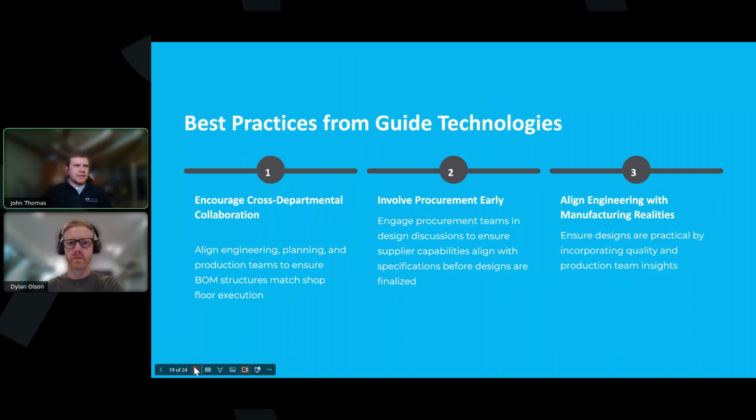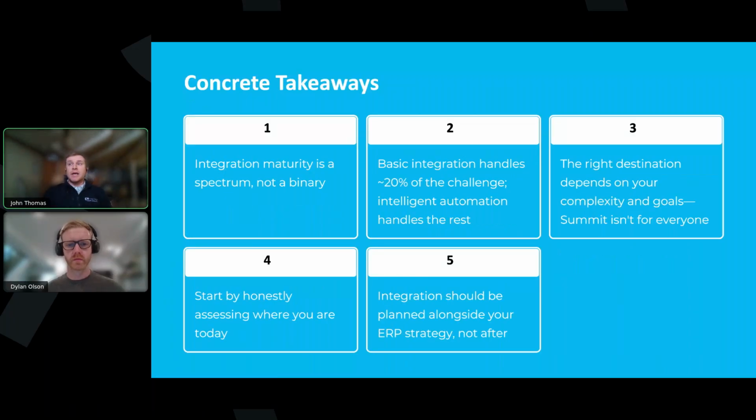Let's look at our takeaways. I think that's a great way to segue right into our takeaways, because integration maturity is a spectrum, not a binary. The question is not, are you integrated or are you not integrated? The question is, where do you need to be integrated to? How much would it impact your business? What is the desired outcome? Being able to answer those questions lets you know how mature you need to be in this integration. It doesn't have to be at the summit. It could be at Intelligence Ridge, as we lined out there. Basic integration can handle 20% of the challenge, but if you want to aspire to 60%, 80%, even 95%, intelligent automation is going to need to be the way to get you there.